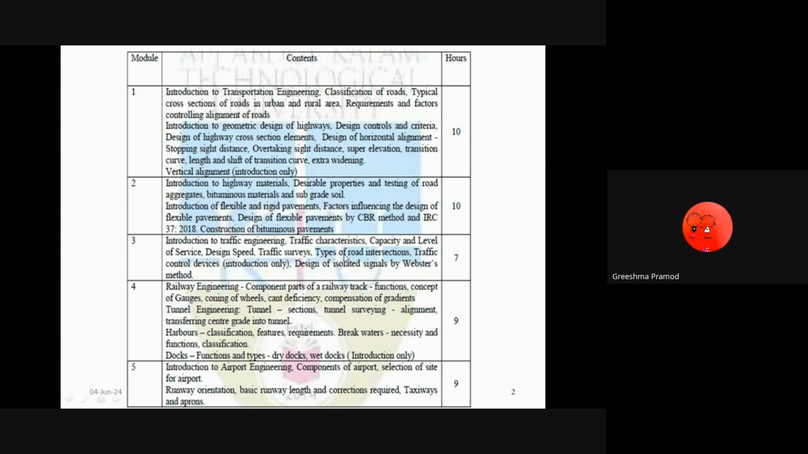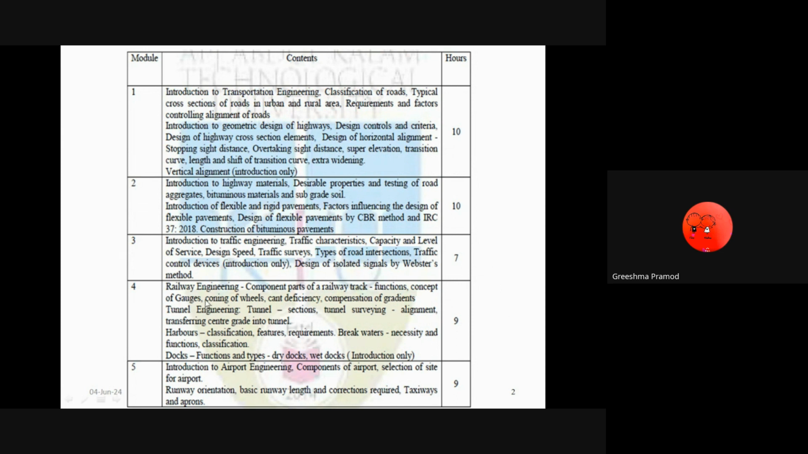Then what are the different types of road intersections and traffic control devices. It can be asked in part A as well as in part B. In part A, you just need to list out the names only. In part B, if it is asked, you need to give a brief explanation also. And the design of traffic signals by Webster's method, that is important. Okay, so you need to draw the phase diagram also.